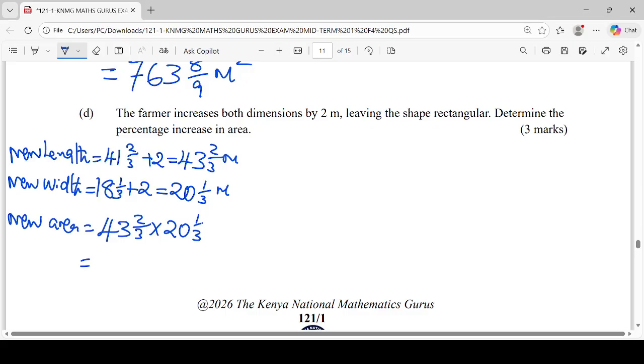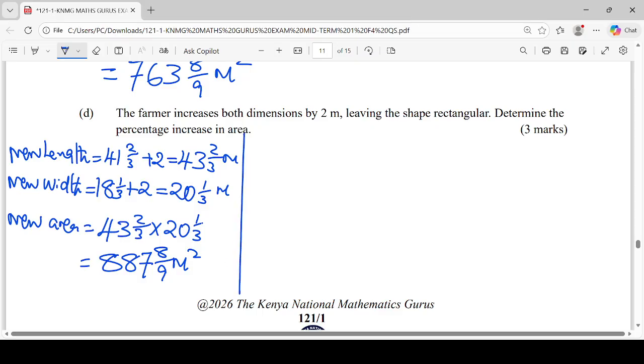I'm doing my multiplication. This is giving me 887 8/9 square meters. Because I want to get the percentage increase, first of all I have to compute what is called the increase.